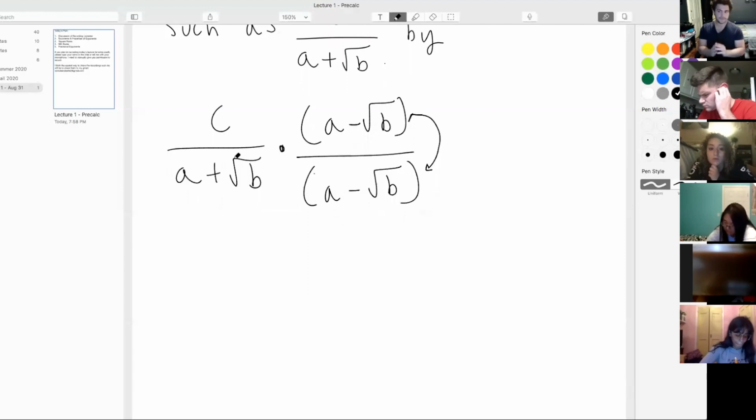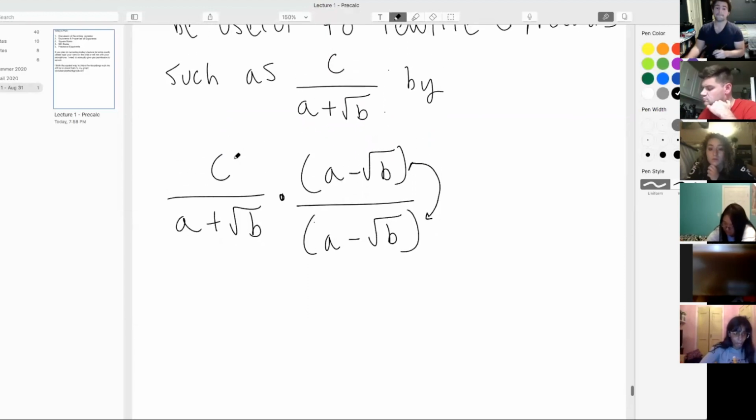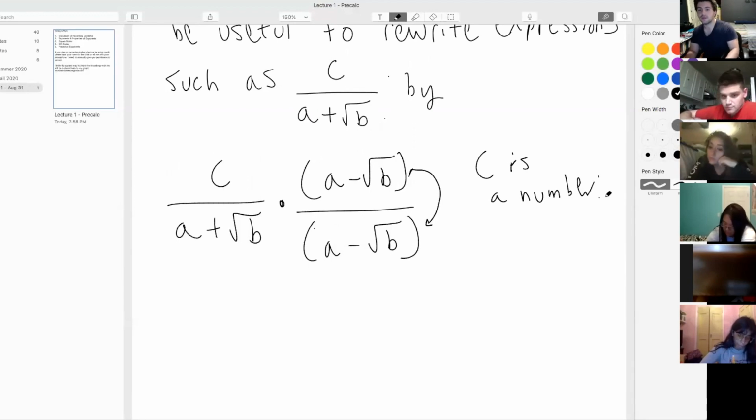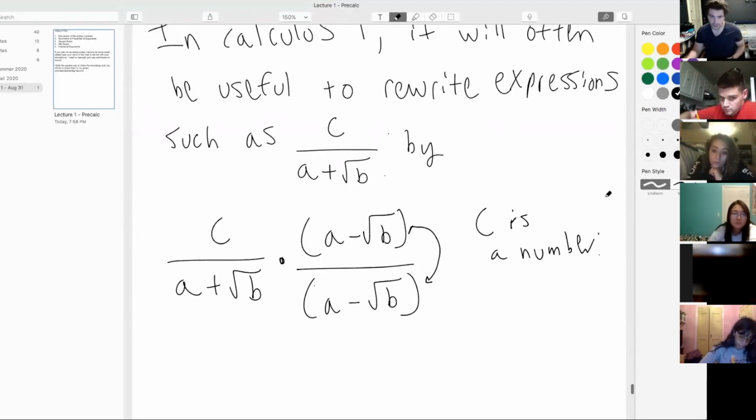C is just used to substitute another variable, right? Like another unknown value. Yes, c is just a number. Yes, exactly. Good. I should have been clear about that.